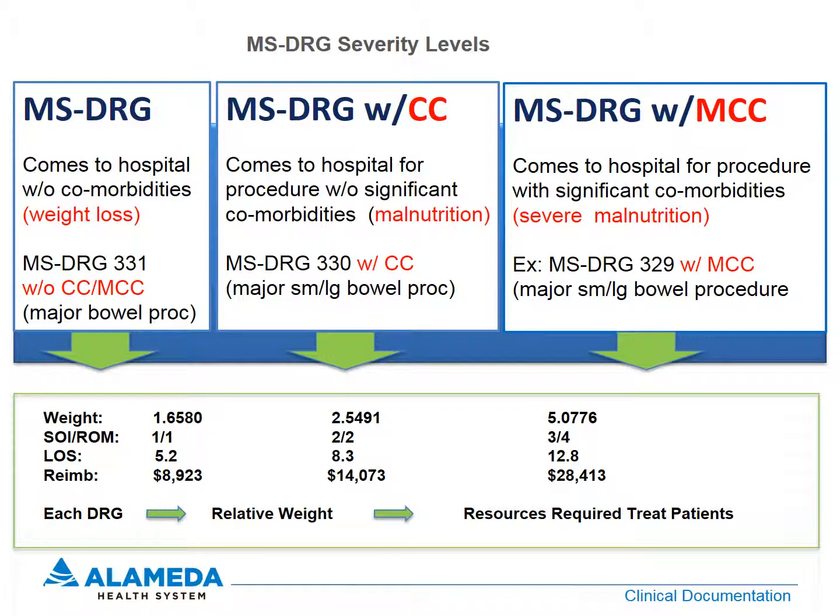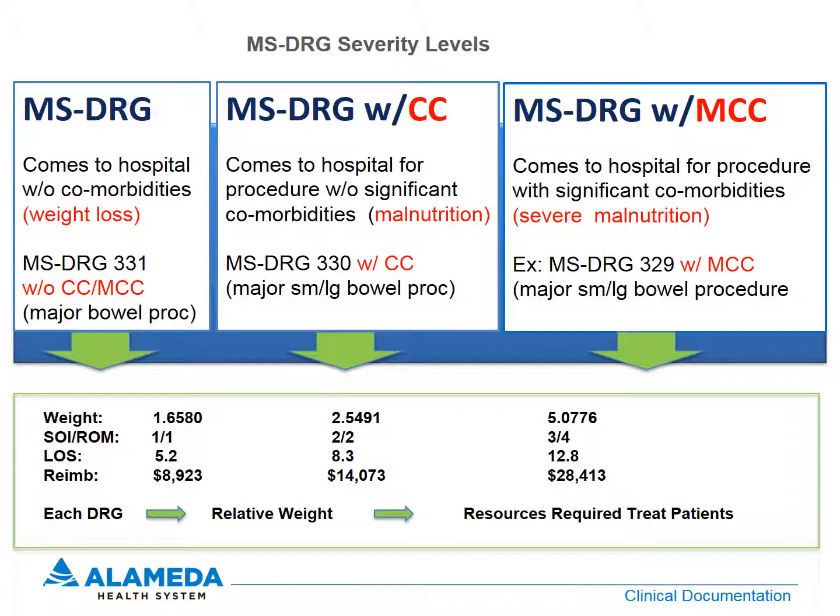So if you have an MS-DRG, a patient comes into the hospital without any comorbidities at all, and you document weight loss, and let's say that they had a major bowel procedure. With no comorbidities at all, it would just code to what's called a diagnostic related group of 331. If you look under the first green arrow, that gives us a relative weight of 1.66. It also gives us the severity of illness and risk of mortality of 1/1, so the patient can stay for a length of stay of 5.2 days, and the hospital would get reimbursed $8,923.